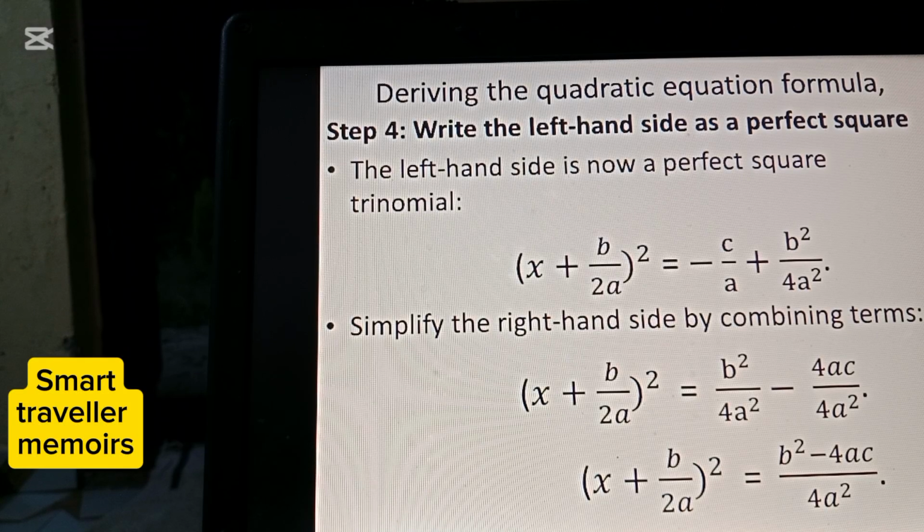Step number 4 is you write the left-hand side as a perfect square. The left-hand side is now a perfect square trinomial already, and therefore you just pick the factor x plus b over 2a, squared, which is equal to minus c over a plus b squared over 4a squared.